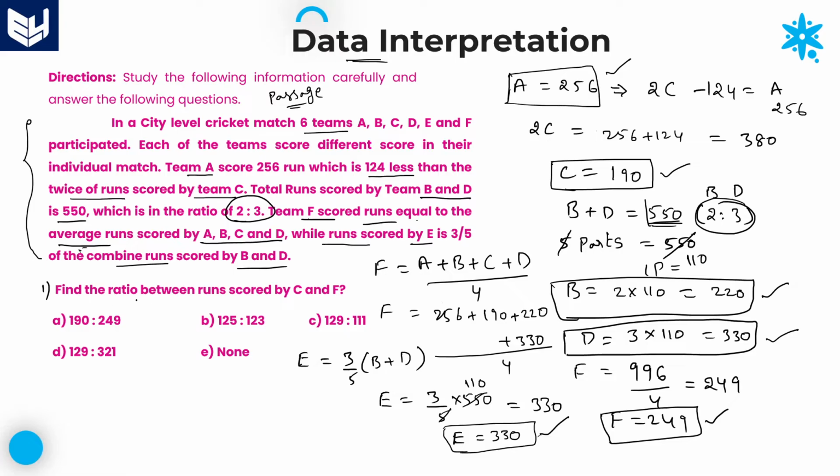Once look at the first question. Find the ratio between, here we need to calculate the ratio between which two values? Here the runs scored by team C and the runs scored by team F. C value is 190 and runs scored by F is 249. I think these two values will not cancel. So the required ratio is 190 is to 249. Once look at the options, 190 is to 249 is there at option A. Option A is the right answer for this question.